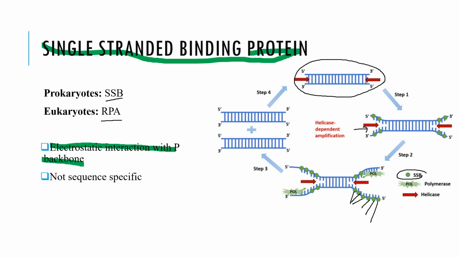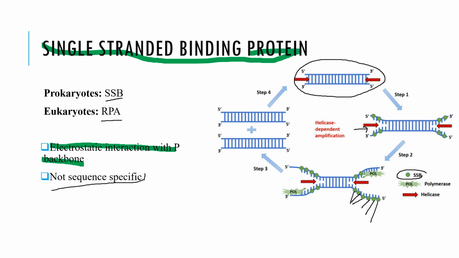Suppose it were a covalent interaction, in that case after the attachment of the single stranded binding protein, SSB or RPA, they would not get separated, and the process of DNA replication would be affected. But now the weak interaction is present, the hydrophobic interaction or the van der Waals interaction, so the SSB get separated and the process of DNA replication continues.